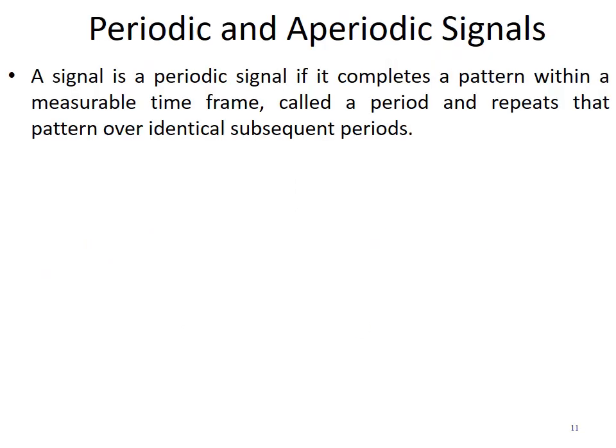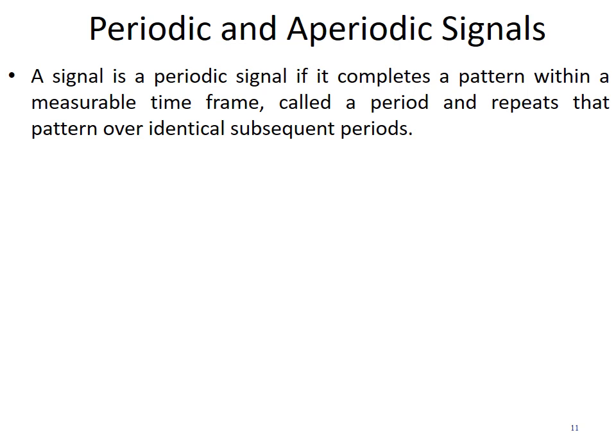Now the periodic signals. You are already familiar with these kinds of signals. Periodic signals are the signals that have some fixed pattern. They repeat themselves after a fixed pattern. A signal is a periodic signal if it completes a pattern within a measurable time frame called a period and repeats that pattern over identical subsequent periods.